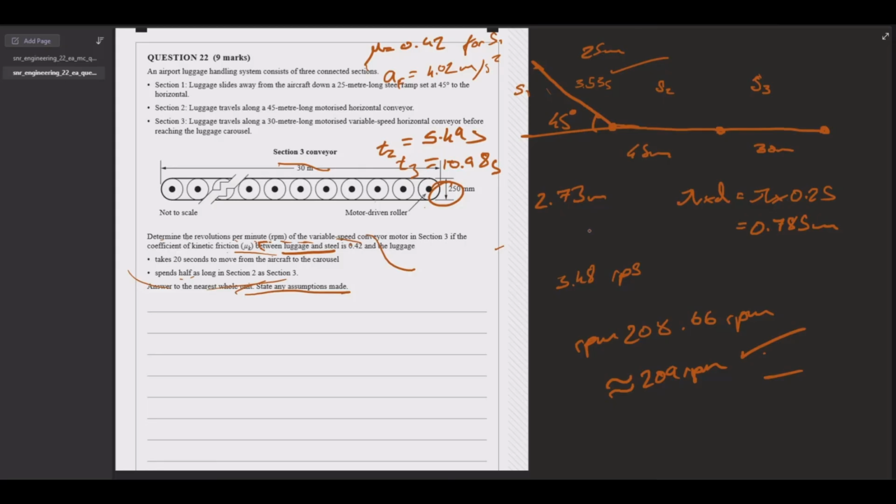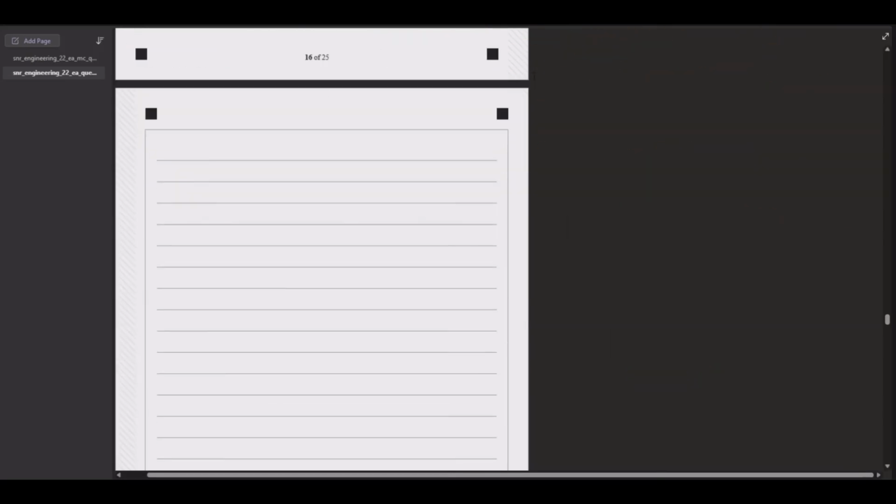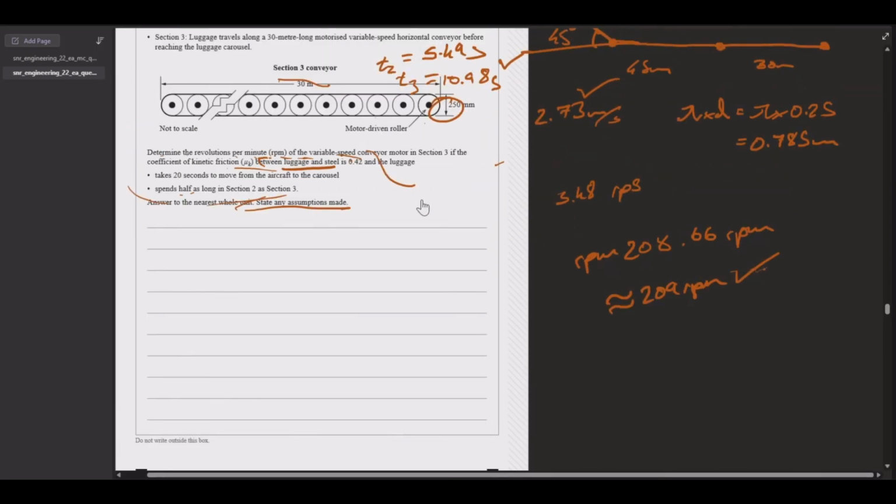Time required. There's no mark for time 2, but there is the mark for 10.98, section 3. Correct. Also need to find the velocity. We did that beforehand. 2.73 for section 3. And correctly determines the answer to the nearest whole unit with correct unit provided. So, I didn't do that. That should be generous. Usually they're generous though, so I'm going to say I got that one. And that's the exam done.